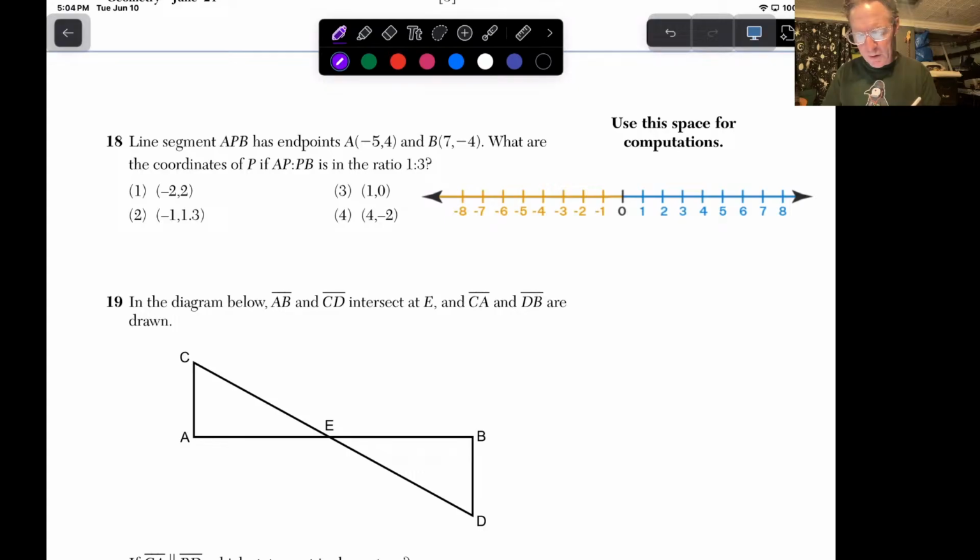Just look. See here how all of the x coordinates are different? That means we can just focus on the x coordinates. We don't have to worry about the y's. Or you could focus on the y's and not worry about the x's. I like the x's just because I think about it as a horizontal number line. So here, A is at -5, right? And B is at +7.